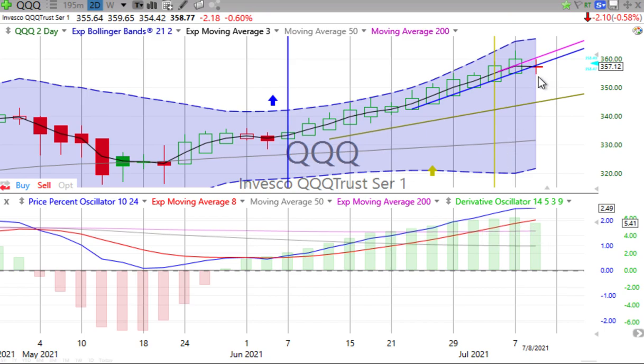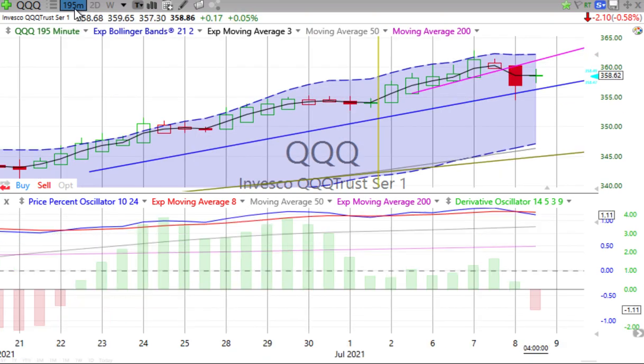We have a doji, almost a doji there that's forming just below the 2-day trend line, and it was a great trend line while it lasted. Let's look at the half-day. It also crossed over at the end of the day, so we'll reflect that on our chart. And again, not much of a trend line to rely on. Derivative oscillator went negative at the end of the day, along with that price percent oscillator crossing over. So do pay close attention to that.